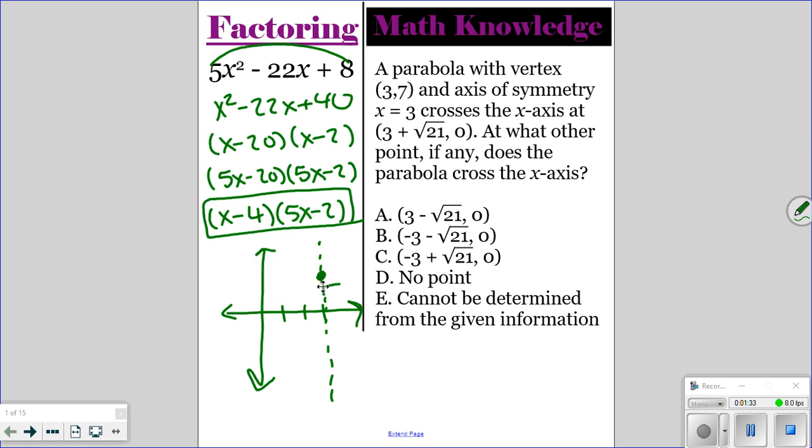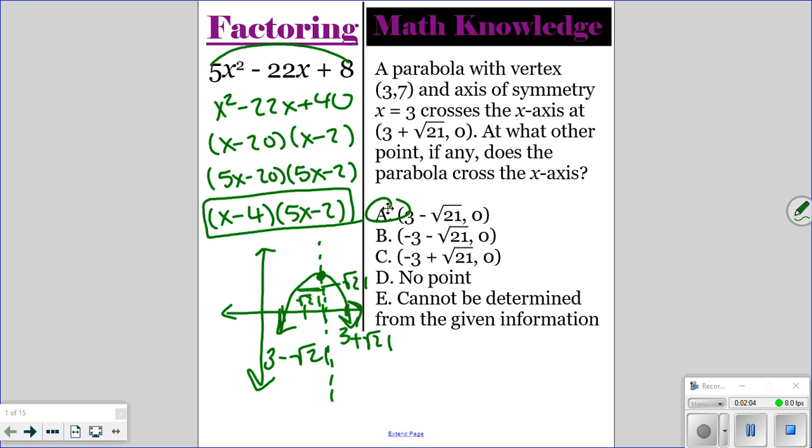So we're going to go over the square root of 21. So we'll say this number is 3 plus the square root of 21. And then it's going to come over here somewhere, and it's going to be over the square root of 21. Well, this is 3, and we're going backwards by square root of 21. So you're going to do 3 minus the square root of 21. So that's A. So that would be the answer for your math knowledge question.